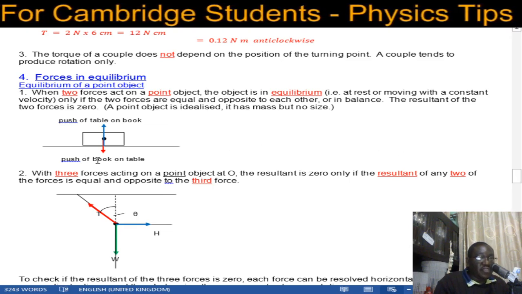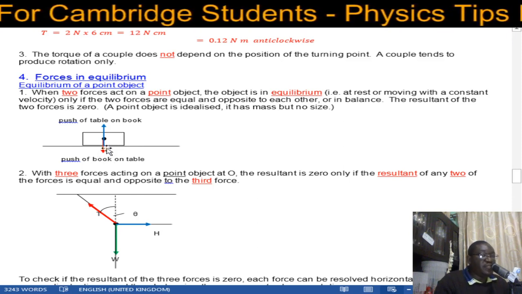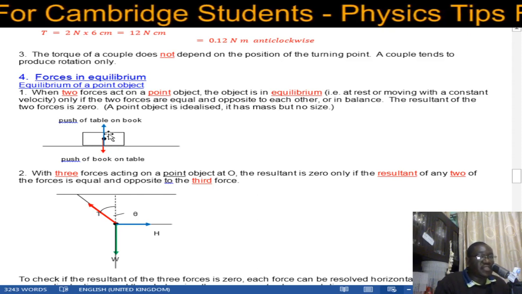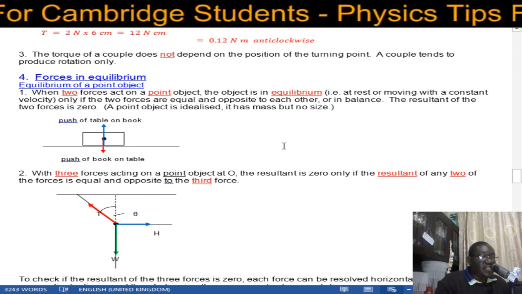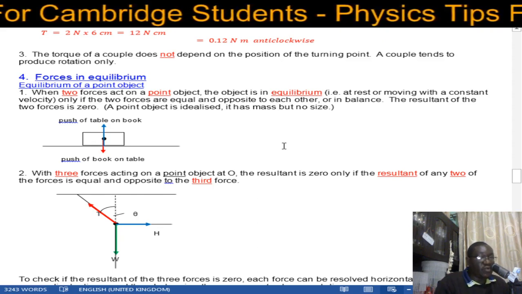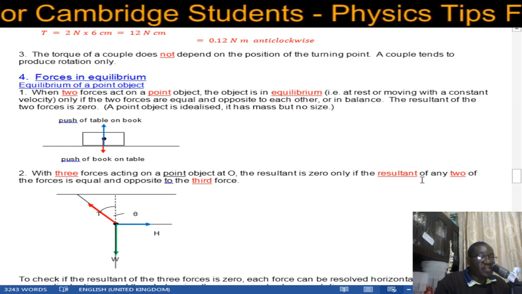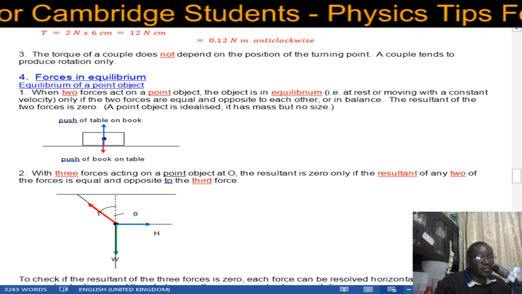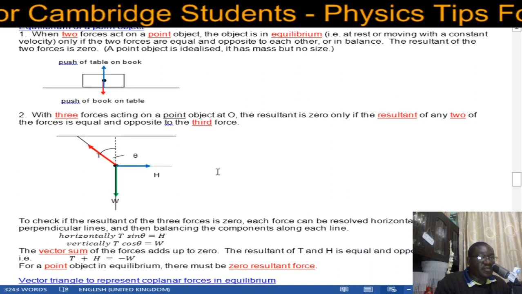So suppose you've got this one, you've got a push of the book on the table, then you've got a push of the table on the book. So that's a point mass there, it's shown in black. With 3 forces acting on a point object at O, the resultant is 0 only if the resultant of any of the 2 forces is equal and opposite to the third force. So that's the second one, you see from this table.